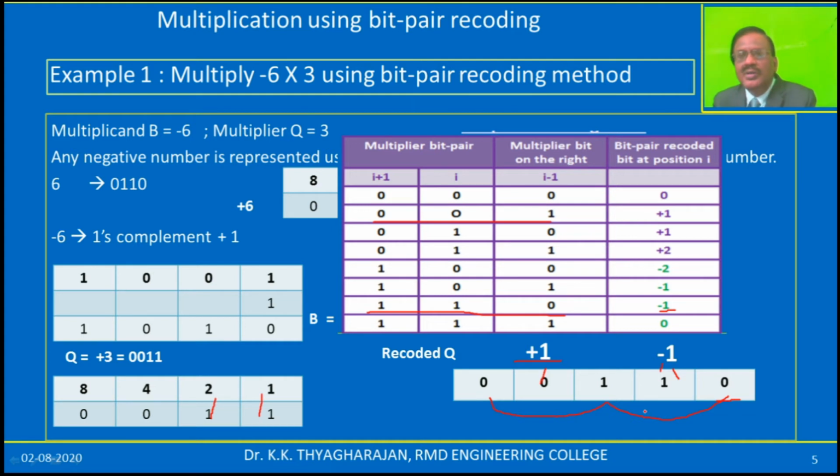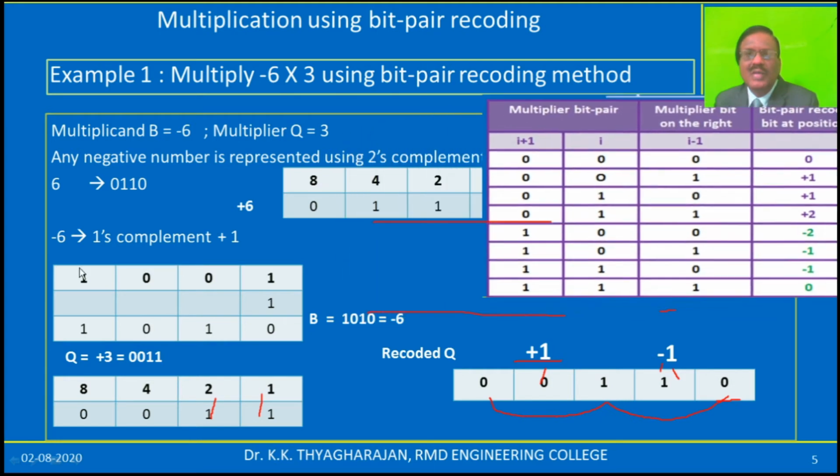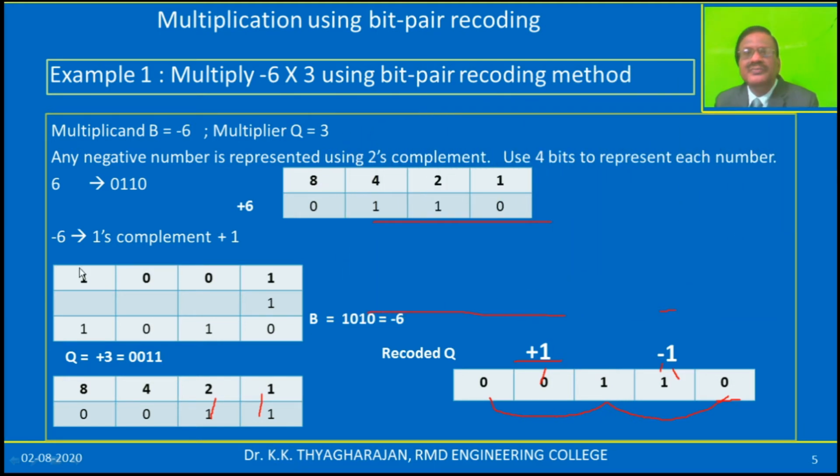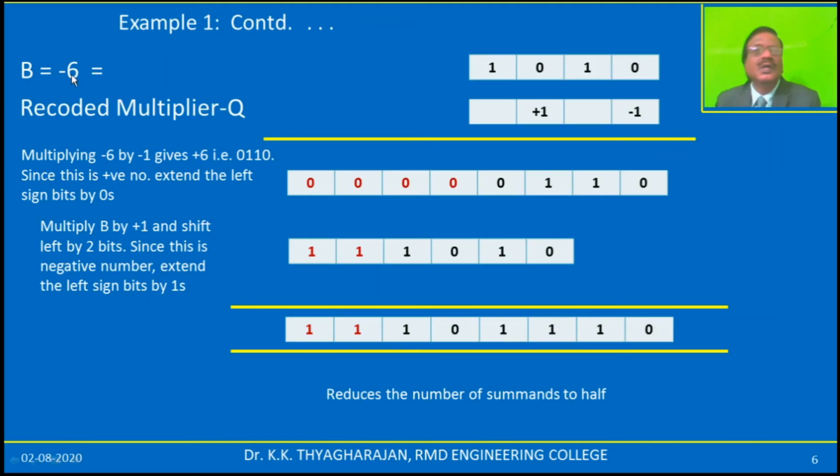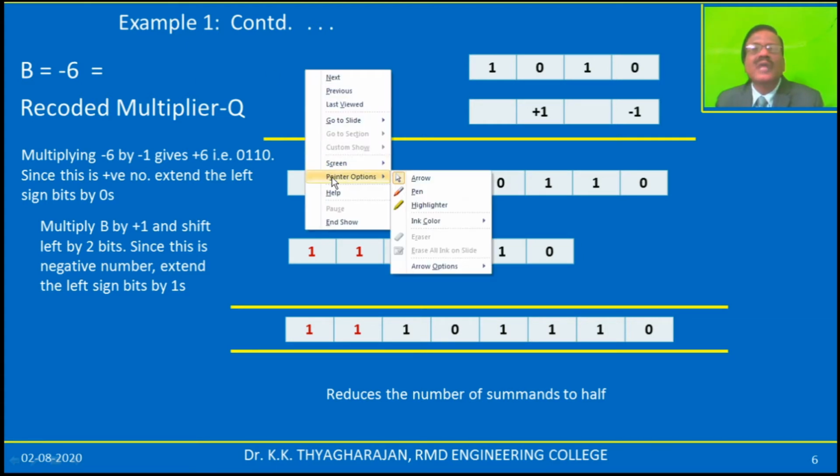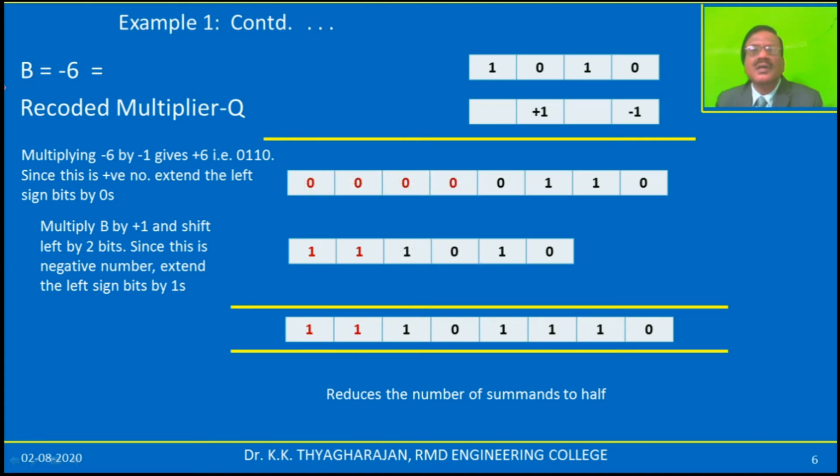Now you are ready with the recoded multiplier and the multiplicand -6. Now you have to multiply these two. To multiply these two, you write like this. Actually, the multiplicand is -6, so you have to take the -6 value only here, not +6. So 1010 is the -6, right?